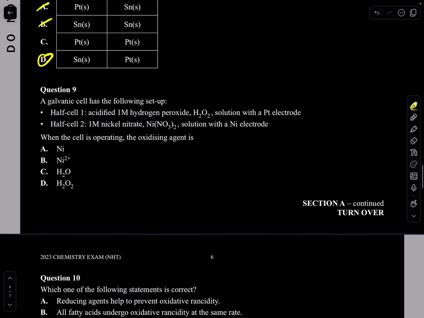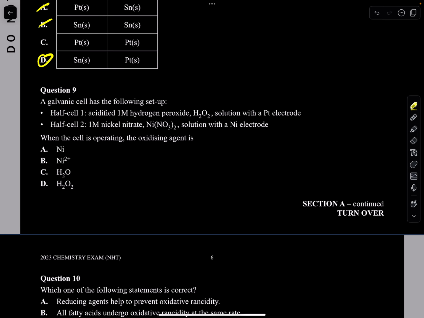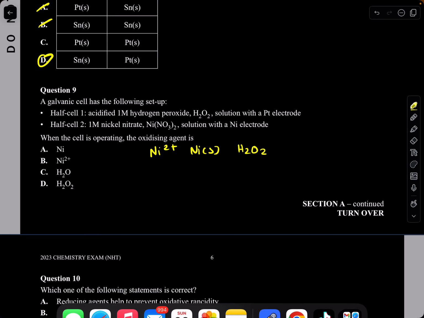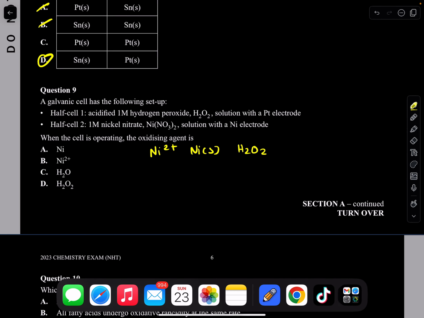Nice. Question 9. A galvanic cell has the following setup. Half cell 1 has acidified hydrogen peroxide solution with platinum electrodes. The other has nickel nitrate, so it has to have nickel ions, and a solution with nickel electrodes, so solid nickel. And we also have hydrogen peroxide. So let's look at which one. And it's acidified.